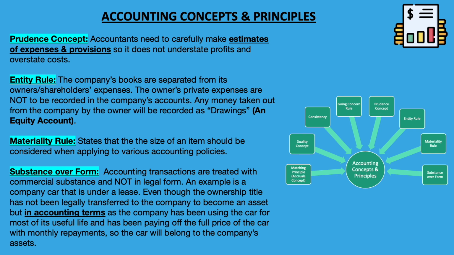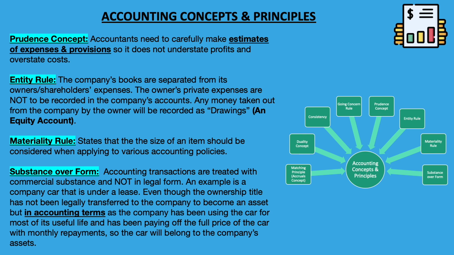Materiality rule states that the size of an item should be considered when applying various accounting policies. For example, if the company bought a pack of stationery worth $10, the company wouldn't recognize it as an asset because the amount is so small, but the company will put it into an expense account. So we're not saying that you should ignore or not record items under a certain dollar amount, but rather the way that the items are recorded.